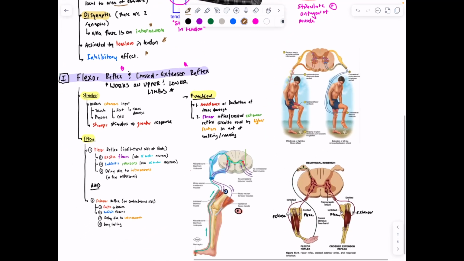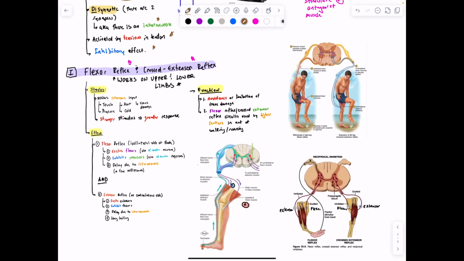Then we have the flexor reflex and the cross extensor reflex, and these work on the upper and lower limbs. And the basic function for these is pretty straightforward. You have a noxious cutaneous input, so cutaneous on your skin, right? So some sort of touch, pressure, heat, cold, or tissue damage. So for instance, this poor man right here is stepping on a piece of glass. And so you step on a piece of glass, or you touch something hot, from your own personal experience, you're going to draw that limb back, right? So that's the reflex overall.